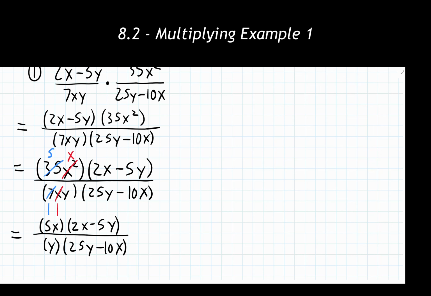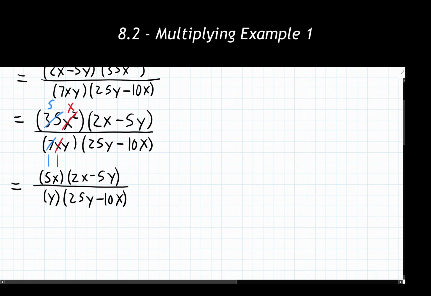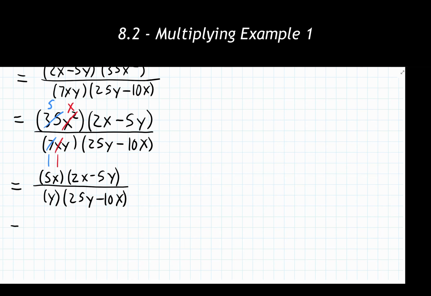I'm looking at the denominator, and I'm noticing I can factor something out from both of those terms, and that something is going to be a 5. So in the denominator spot, I'm going to factor out a 5 from the denominator. So that 25y minus 10x is going to become 5y minus 2x. Nothing changed in the numerator spot or anywhere else in this problem, so I'm just writing everything else in as it was.